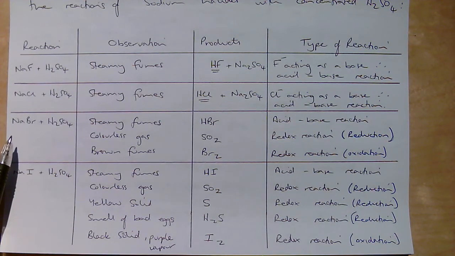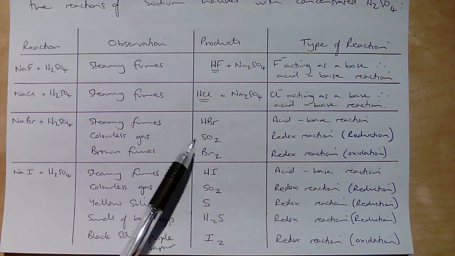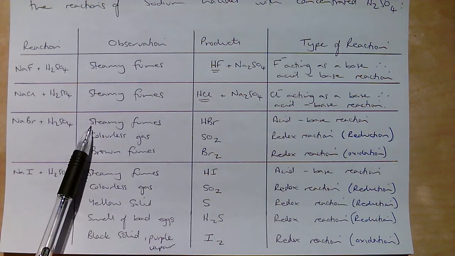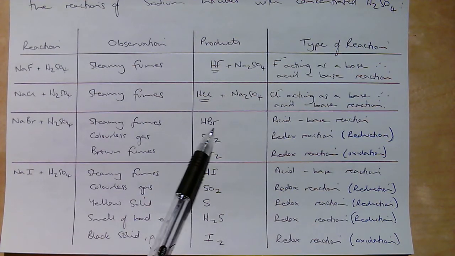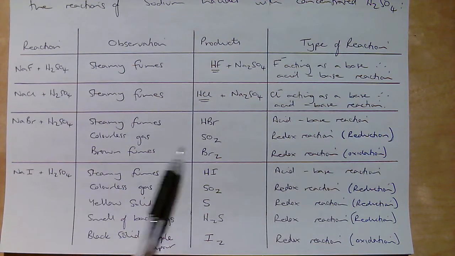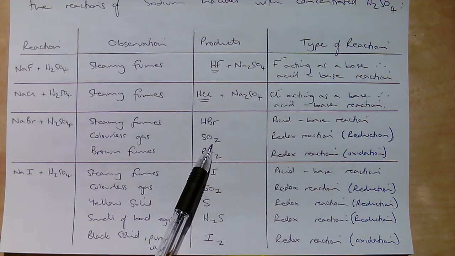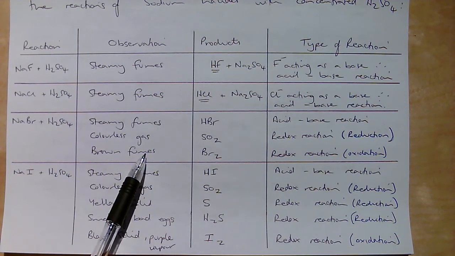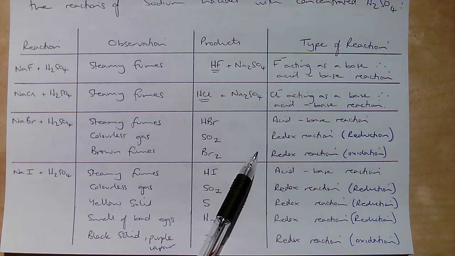However, when I get down to the reaction between sodium bromide and concentrated sulfuric acid, suddenly extra things start to happen. First of all, I get the reaction that I've been getting above, so I get my steamy fumes of HBr, my acid-base reaction, but this time I get some colourless gas, which is SO2, sulfur dioxide gas, and I get some brown fumes of bromine, molecular bromine, Br2.